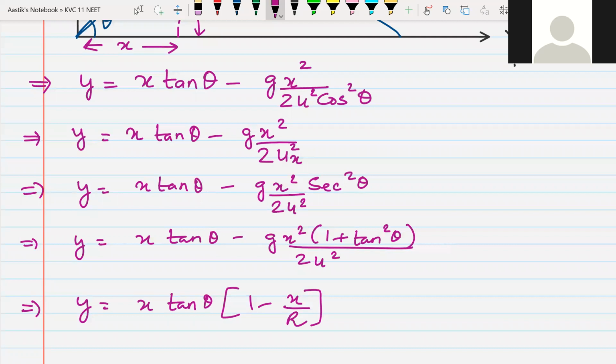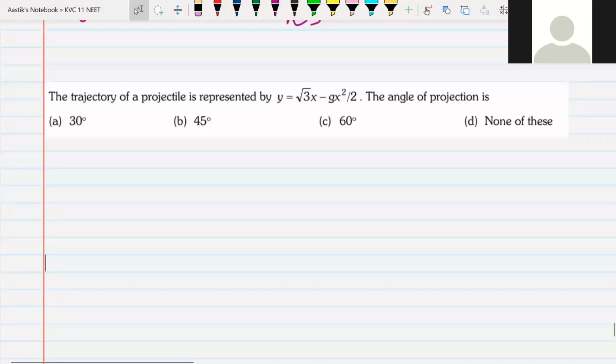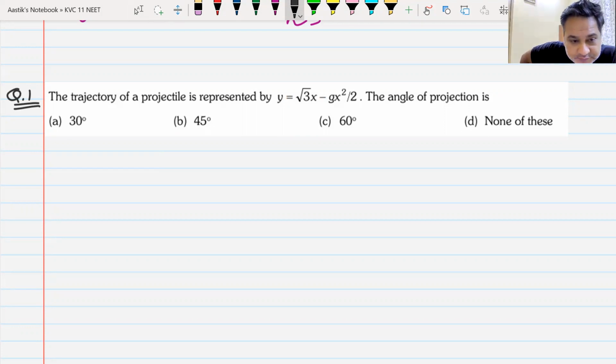Okay. Now, whenever a question of this nature comes, the question would be very simple. You just have to compare it with the correct equation and you will get the answer. This is the first question, and I hope that you can solve this for me. The trajectory of a particle is represented by y is equal to something something. What is the angle of projection? We'll have 2 minutes to solve this, and I hope you can give me the answer.